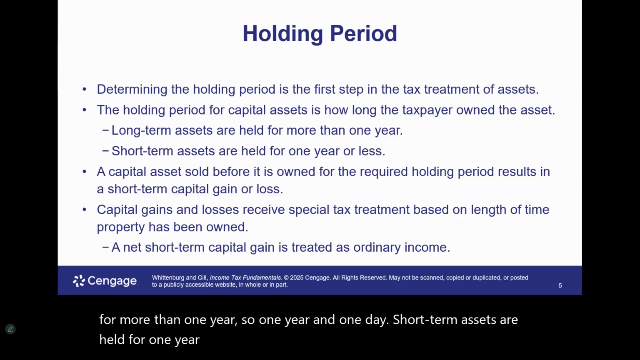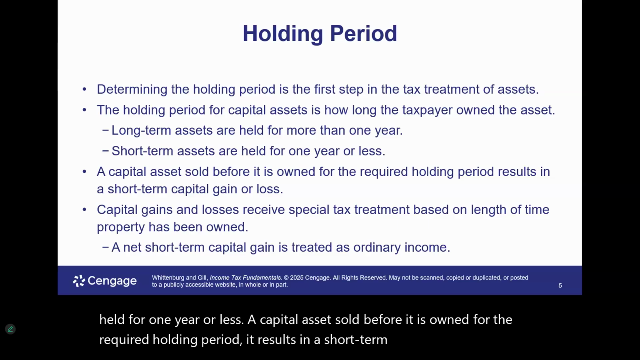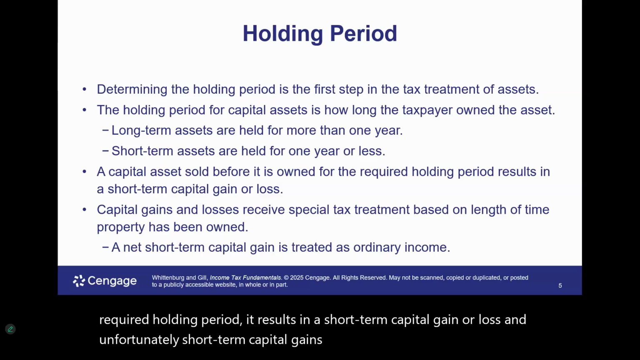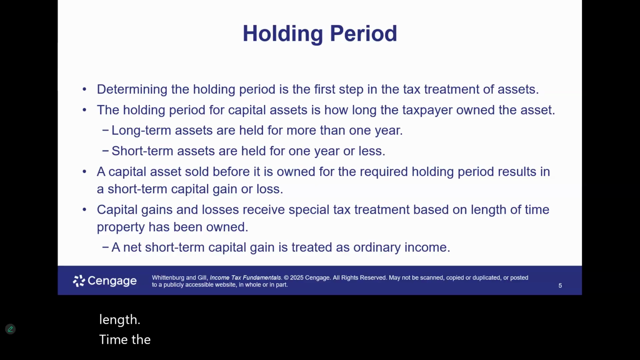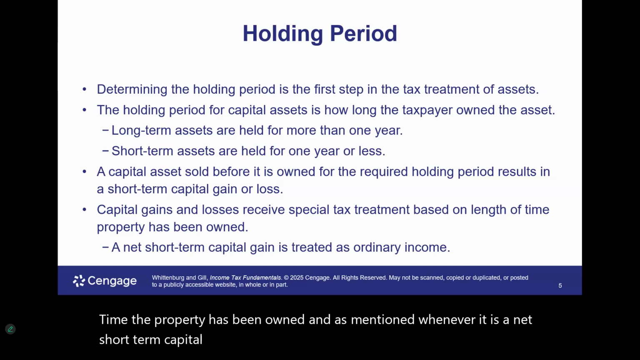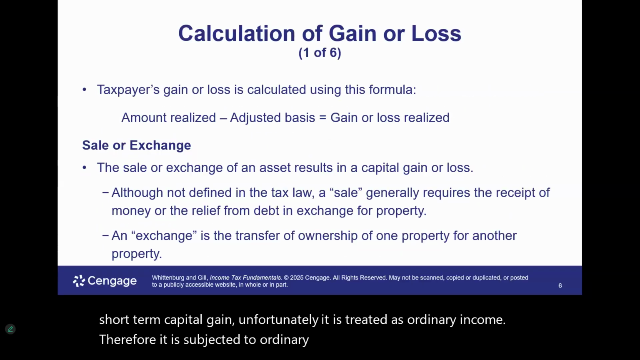A capital asset sold before it is owned for the required holding period results in a short-term capital gain or loss. And unfortunately, short-term capital gains are subject to ordinary tax rates. Capital gains and losses receive special tax treatment based on the length of time the property has been owned. And as mentioned, whenever there's a net short-term capital gain, unfortunately, it is treated as ordinary income. Therefore, it is subject to ordinary income taxes.